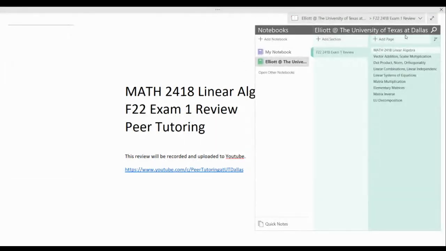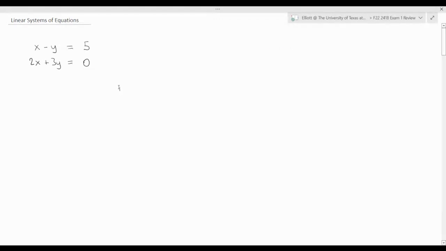And so I think what I wanted to start with is I'm going to skip some of the vector stuff, and I want to start with linear systems of equations, and I want to try to work through LU decomposition through this review. And then if I have the time, I might cover some of this earlier stuff, okay? But let's go to linear systems of equations first.